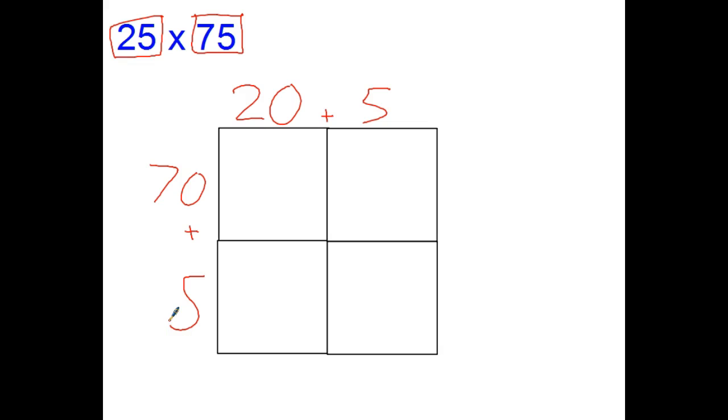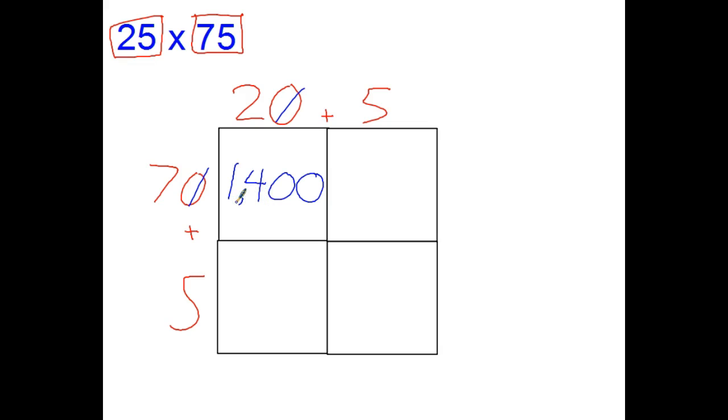Now what I want to do is multiply my numbers together sort of like it's a times table. So I'm going to start right here, and in this square right here I'm taking 20 times 70. So I see I've got two zeros. 2 times 7 is 14. So that box is 1,400.